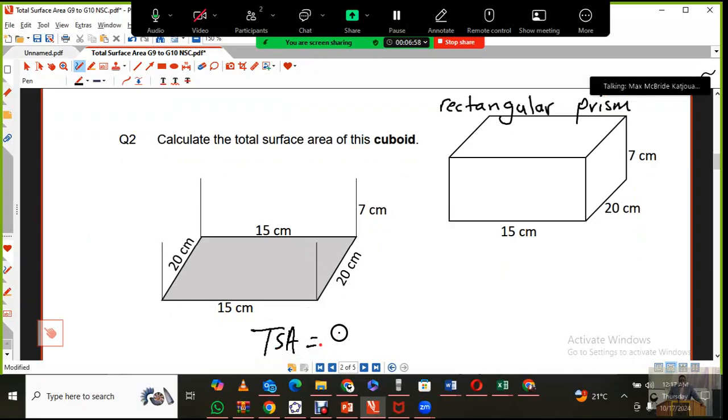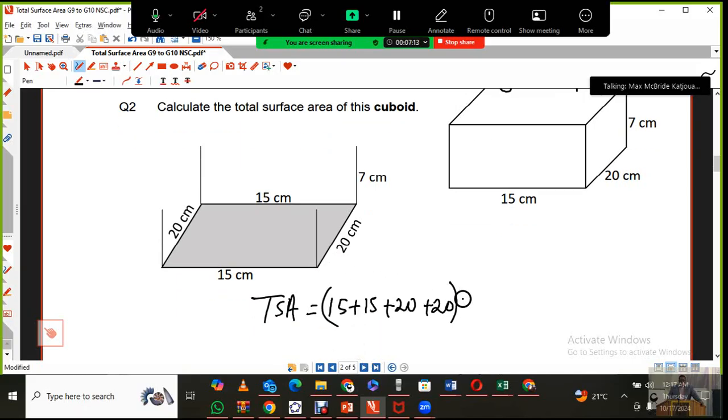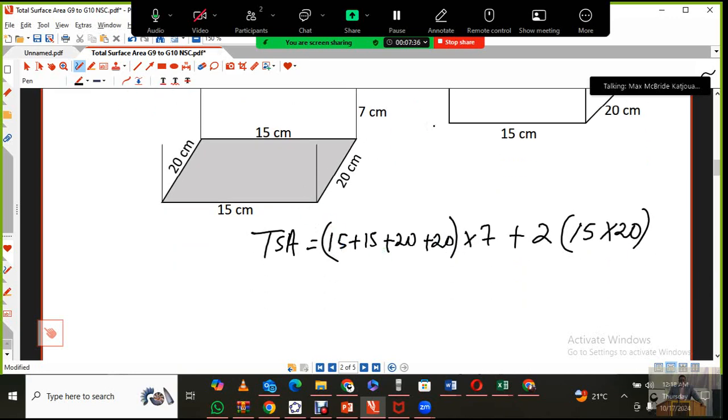Total surface area. The perimeter of the base, you say 15 plus 15 plus 20 plus 20. Once you have that, you multiply that by the height. What is the height? And then you take 2 times the area of the base. How do you find the area of the base? How do you calculate this area? 15 times 20 most. Okay? Because it's a rectangle. You with me so far?